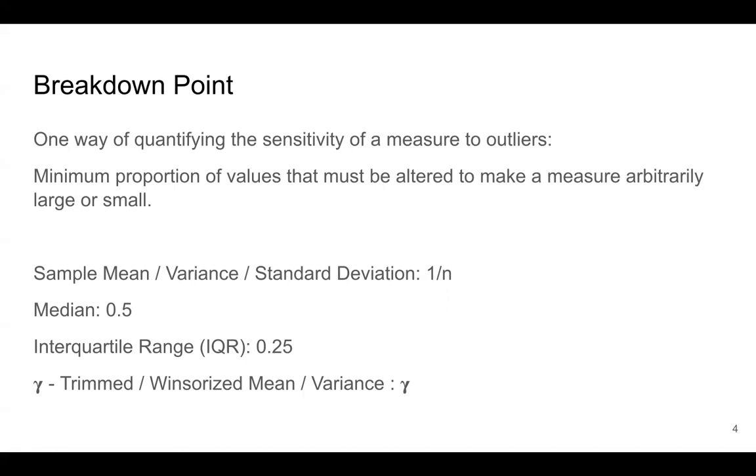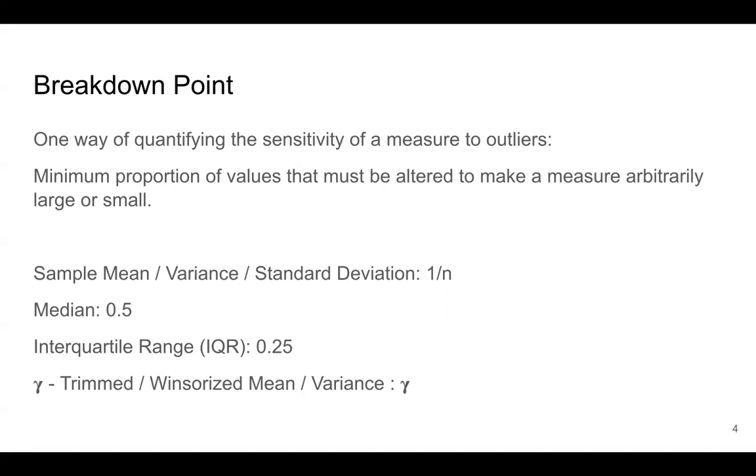And let's talk about the median. The median has a breakdown point of 0.5, which means in order for the median to be unreliable, you need to alter at least 50% of your samples. So we're going to say the median is robust to outliers. And what about the interquartile range, IQR? The IQR's breakdown point is 0.25, which means in order for the IQR to be unreliable, you need to alter 25% of your samples.